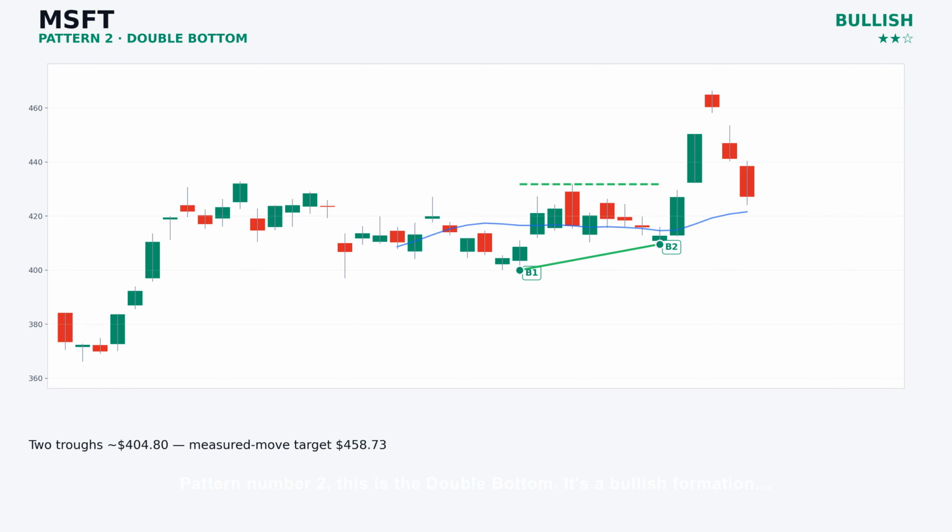The textbook measured move projection is 7.3%. That's the typical rally once the pattern fully completes. It's a guide, not a guarantee. So we still need our SL in place.